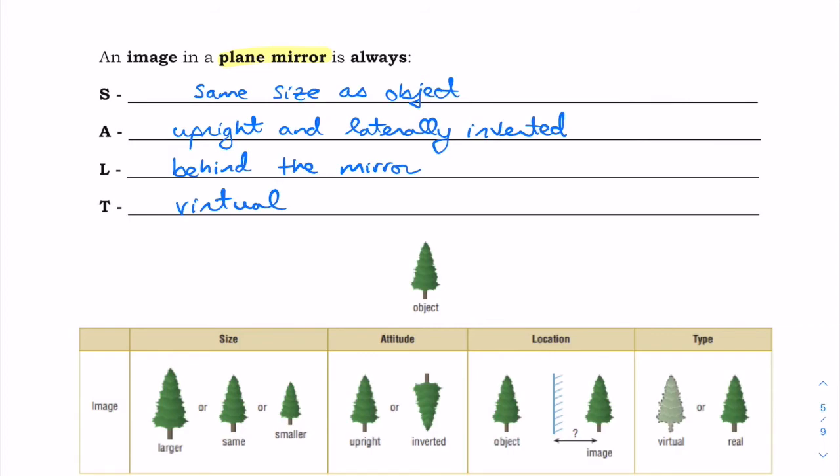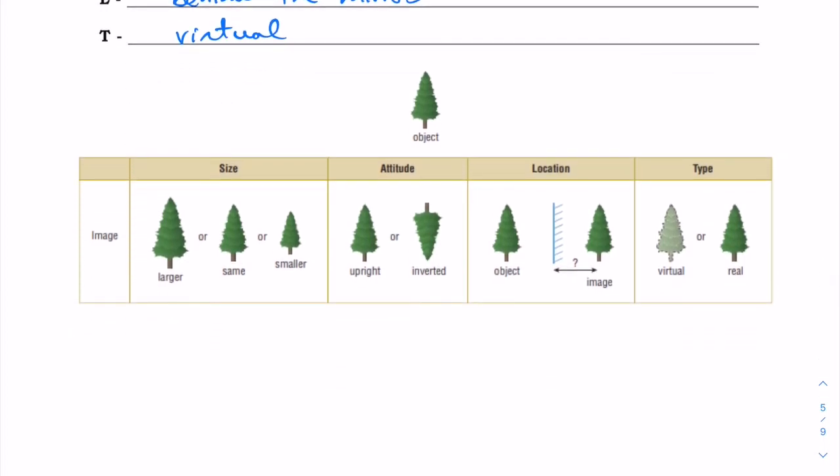Okay, and let's summarize in the picture below. So here's our object. It's a tree. Okay, so for the S part of the acronym, the size, the image could either be larger, the same, or smaller. For the A part of the acronym, the attitude, it can either be upright or inverted. But remember, plane mirrors laterally invert.